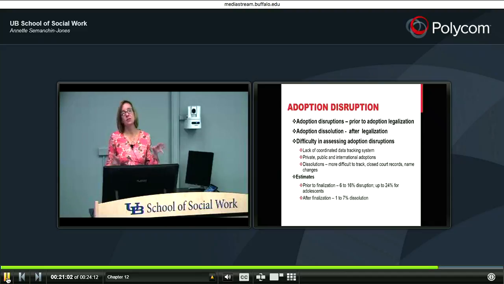However, given all that, there's still some estimates. So prior to finalization, 6 to 16% of all placements disrupt. There's some estimates and studies that show almost a quarter of all pre-adoptive placements disrupt for adolescents. So again, this idea of permanence and how we're conceptualizing that may not be very permanent. After finalization, those numbers are much lower, thankfully. So estimates are still, though, between 1 and 7%.